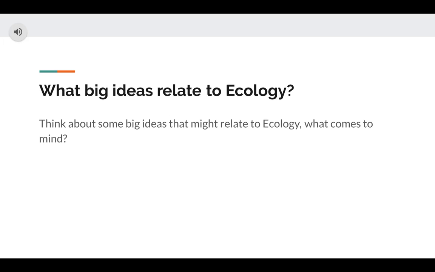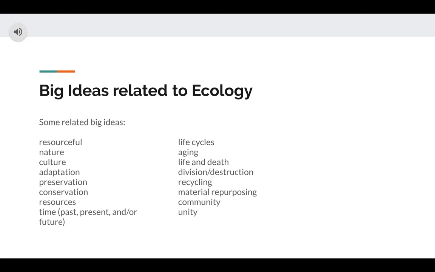What kinds of big ideas do you think relate to ecology? Can you guys list some that may come to mind? Think about ways it connects to everyday life, even outside of the art classroom. So think about its connection to nature and your community and other ways that you can connect it to your regular life. And then you can also think about different ways it can connect to art making. Now that you've written down some big ideas related to ecology, here are some examples.